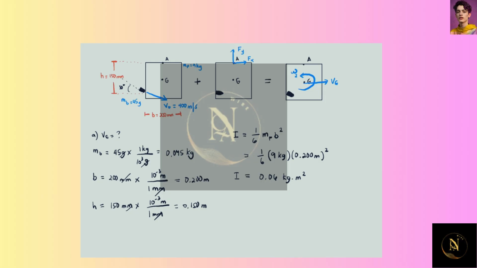Now, since VG here is linear velocity, it can be expressed in terms of r and omega. So we can actually get an equation from here. VG would be equal to, G here is at the center, so its distance from A would be half of the length of each side. So that would be B over 2 times omega. And as we know, B is 0.200 meter. Divide by 2, so that would be 0.100 omega. So this is our equation 1.